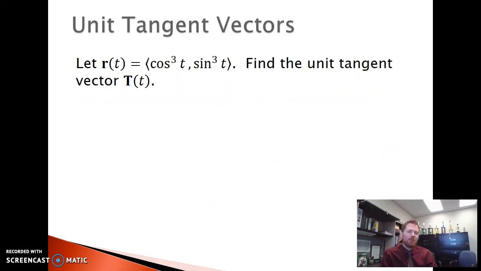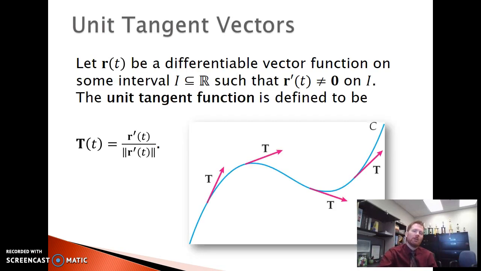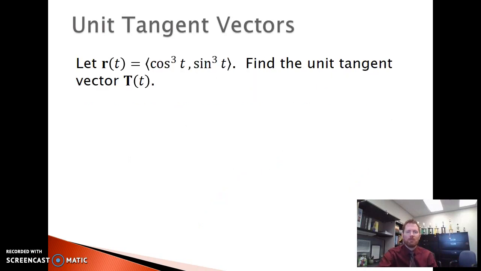For our first example, let's let r of t be cosine cubed t, comma sine cubed t. So this is a two-dimensional curve, a space curve in the plane. We want to find the unit tangent vector T of t. From our definition, we see that T of t requires us to have both the derivative and the magnitude. We can't find the magnitude without first finding the derivative, so our first step would be to find r prime of t.